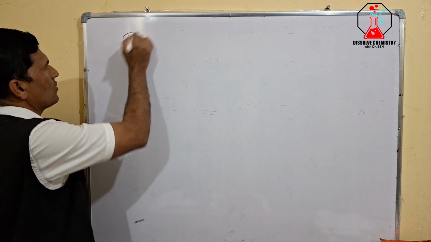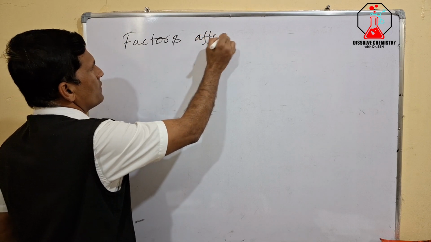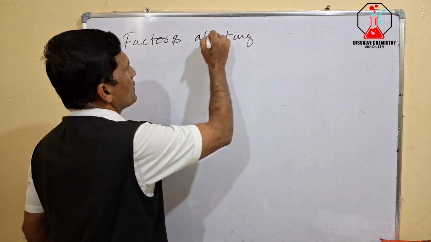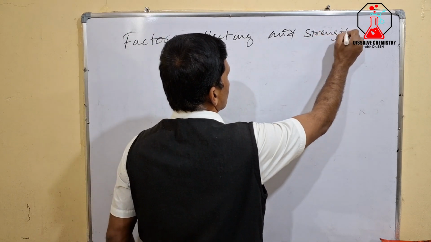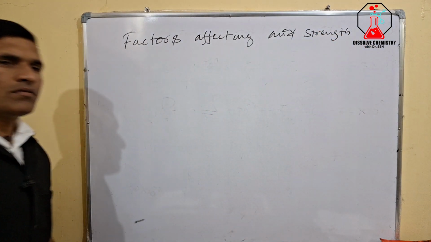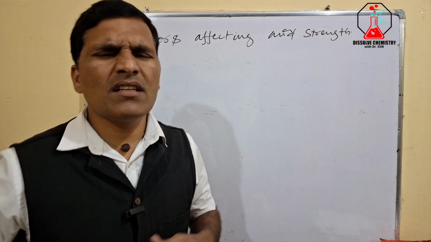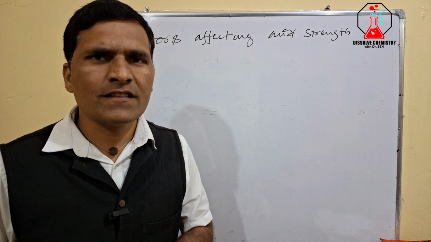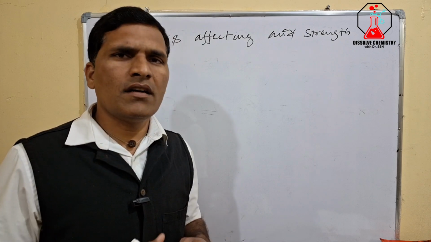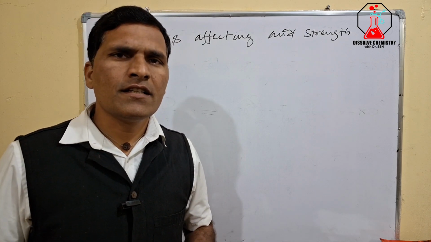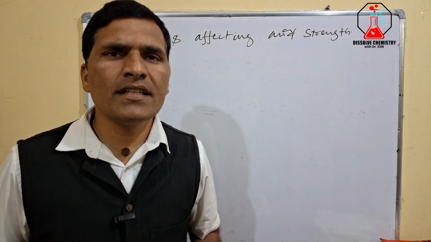Okay, so let us talk about factors affecting acid strength. Now suppose we take the acid strength, what factors are going to govern this acid strength? See, for example, one acid is stronger, or it donates proton more readily, and another will be weaker, or it gives the proton less readily.